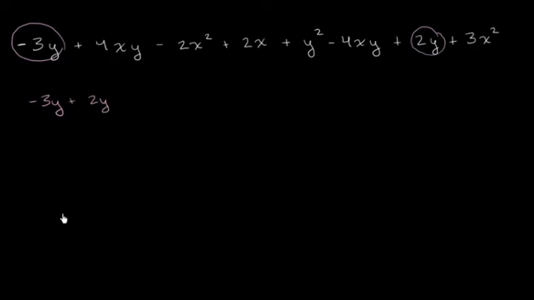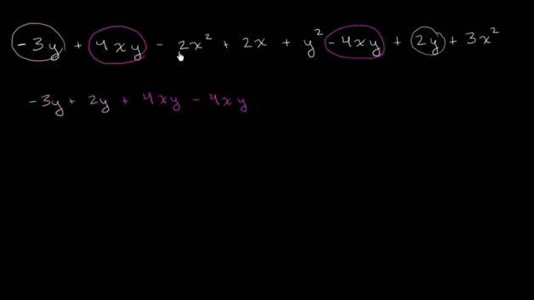Now let's think about, and I'm just going in an arbitrary order, but since our next term is an xy term, let's think about all of the xy terms. So we have plus 4xy right over here. So let me just write it down. I'm just reordering the whole expression. Plus 4xy. And then I have minus 4xy right over here. So minus 4xy.